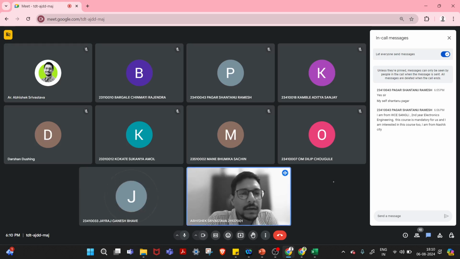All right, great. So if anybody is left, you can unmute yourself and speak up. Or meanwhile, we'll just try to read out what Shantanu has written. So he's also from Sangli, and he's pursuing his second year of electronics engineering course, and he's from Nashik city. All right, great. So we have a few students. I think most of you are students only and doing this course from a credit perspective, which is completely fine.